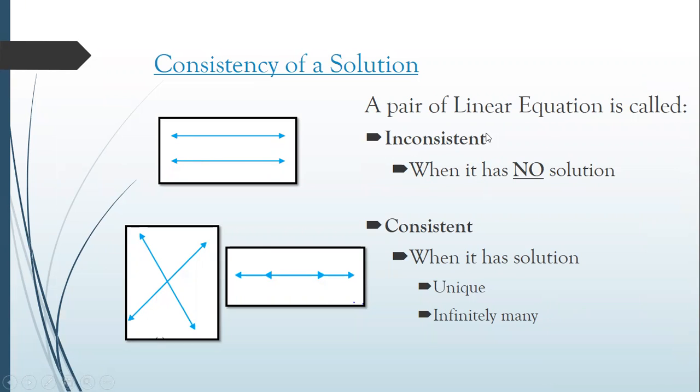Consistency of a solution. If the pair of linear equations has no solution, then it is called inconsistent, and if it has a unique solution or infinitely many solutions, that is, if it has a solution, then it is called consistent.